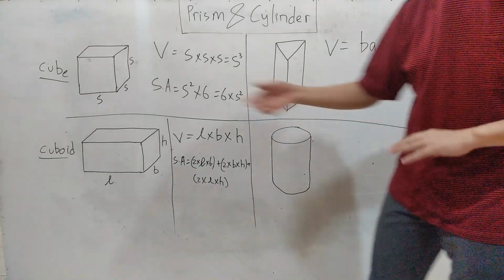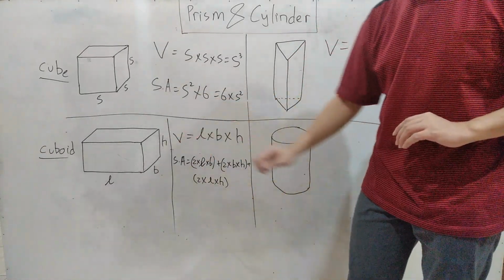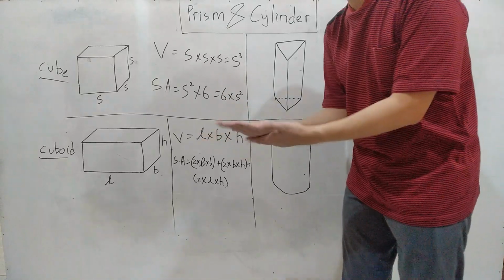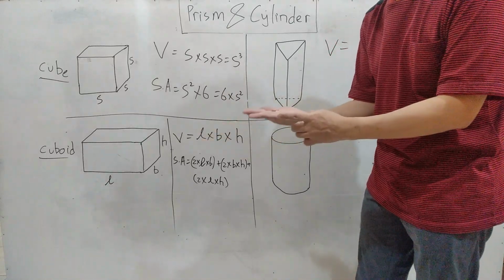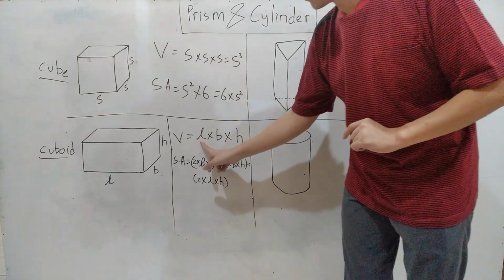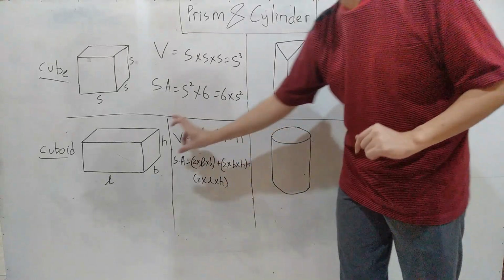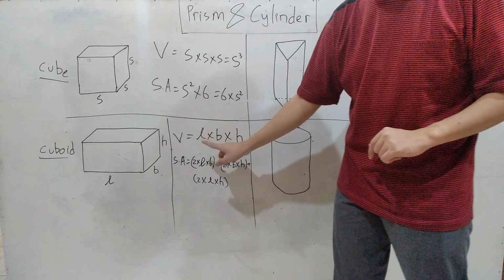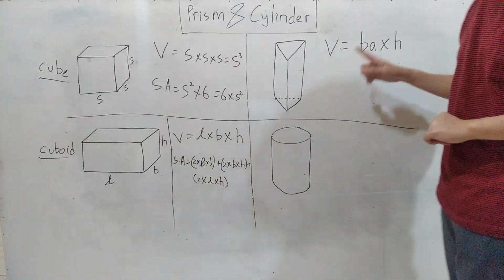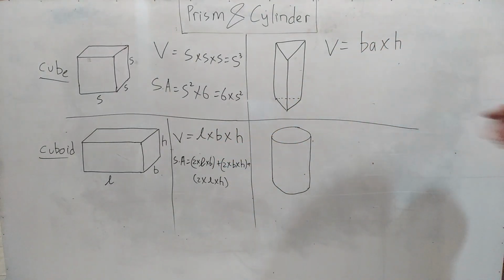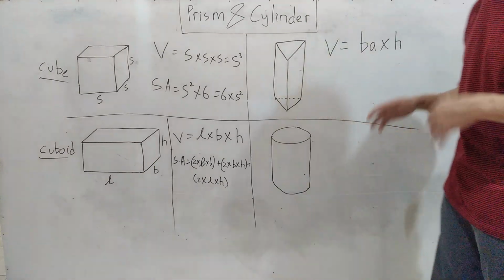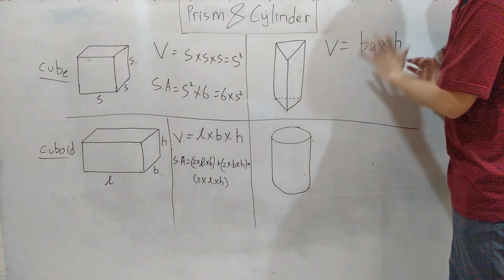That works with a cuboid as well. In a cuboid, you know that the base area is a rectangle, which means length times breadth. Length times breadth, base area, times the height. That's why you have LBH, because it's actually base area times height.